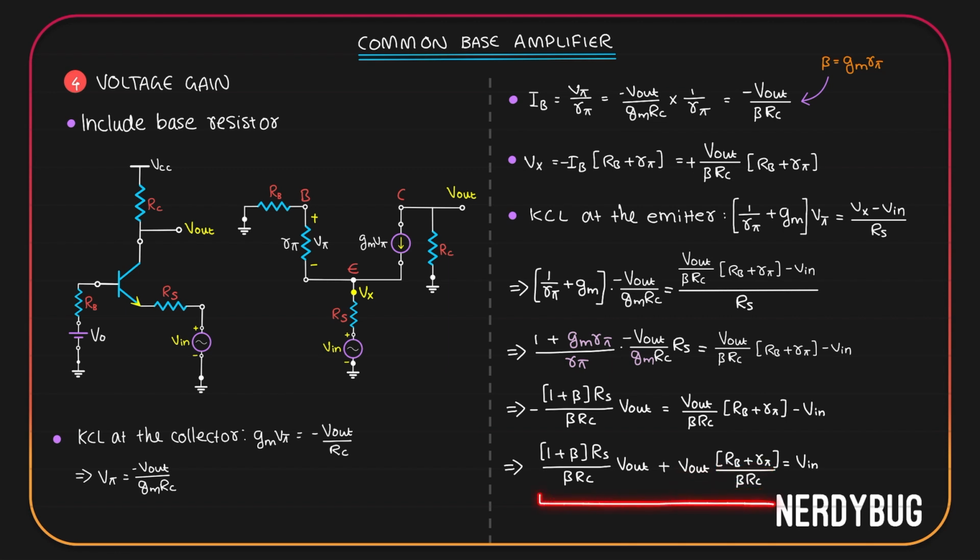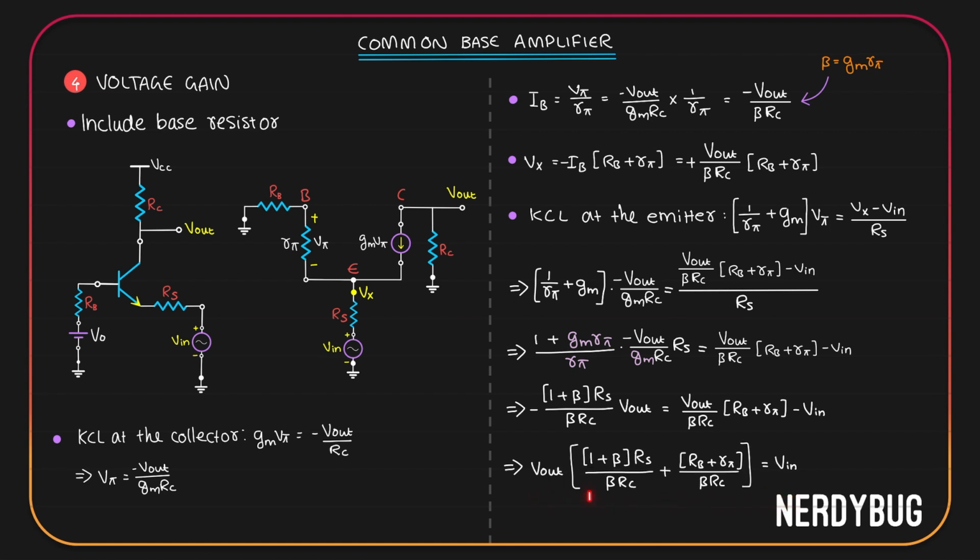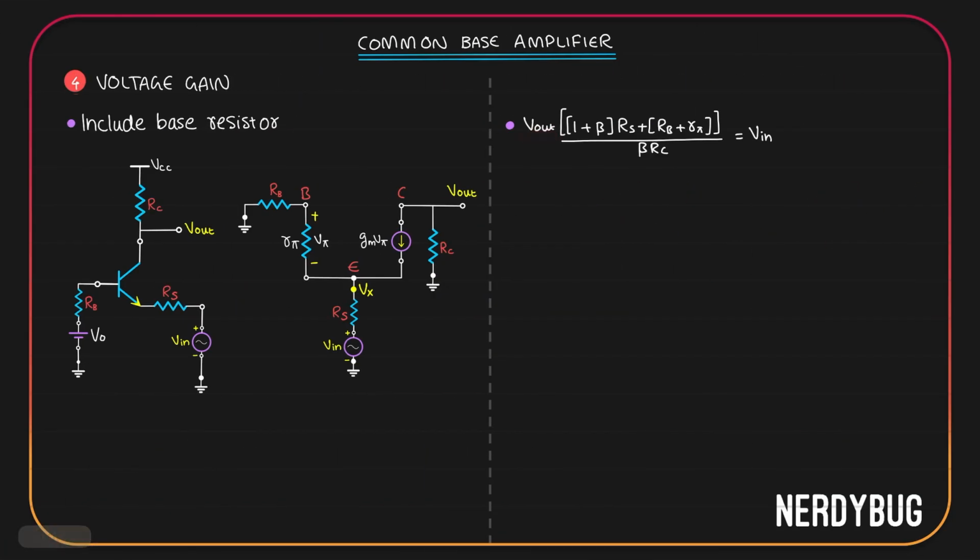From both these terms, let us take V out as common, like this. Now, for both these terms, the denominator is the same, so we can combine them and write it like this. So we get V output multiplied by 1 plus beta times Rs plus Rb plus R pi divided by beta Rc is equal to V input. What we want is the voltage gain, which is V output by V input. So from this equation, we get V output by V input is beta Rc divided by 1 plus beta Rs plus Rb plus R pi.